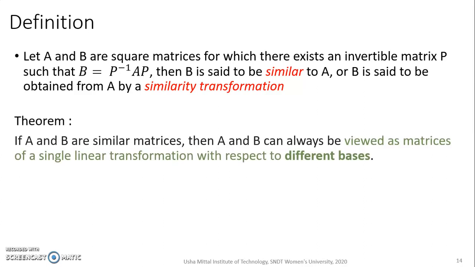transform. Hence the theorem based on this concept says that if A and B are similar matrices, then A and B are always viewed as the matrices of the same or a single linear transformation with respect to the different basis. That means, let's say if A is representing a matrix relative to the basis S for the mapping F, then for the same mapping B represents a matrix relative to the basis S dash.